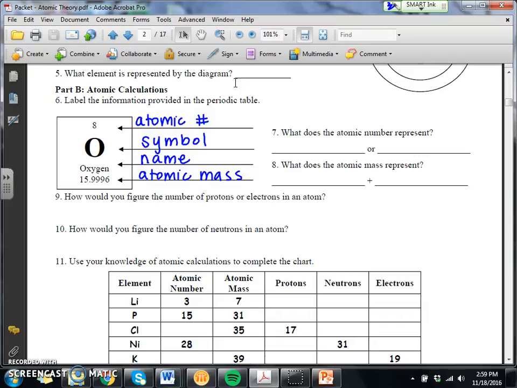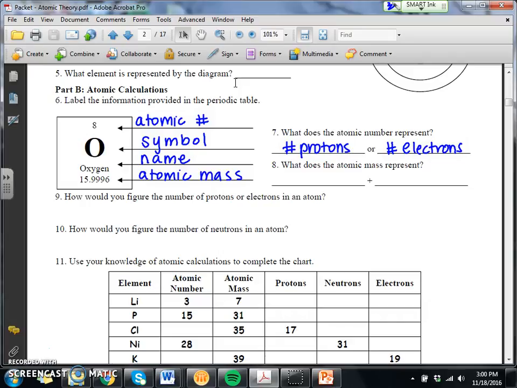Okay, now number 7 says, what does the atomic number represent? Well, the atomic number represents the number of protons, but it also represents the number of electrons because most atoms are neutral, meaning that they have no charge, so the positive protons and negative electrons have to balance out. Okay?